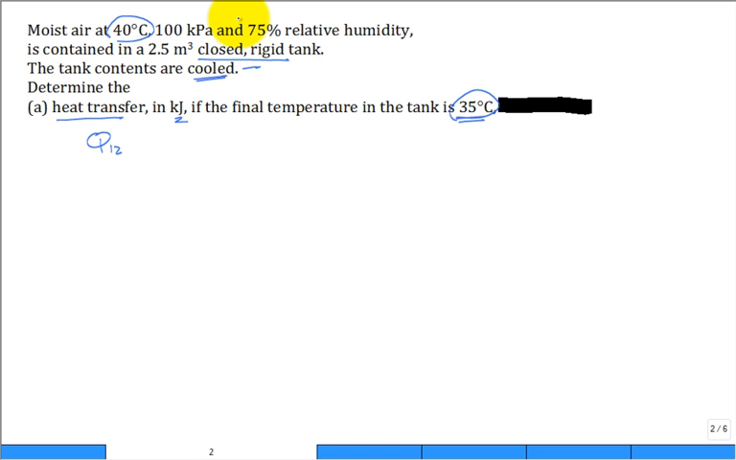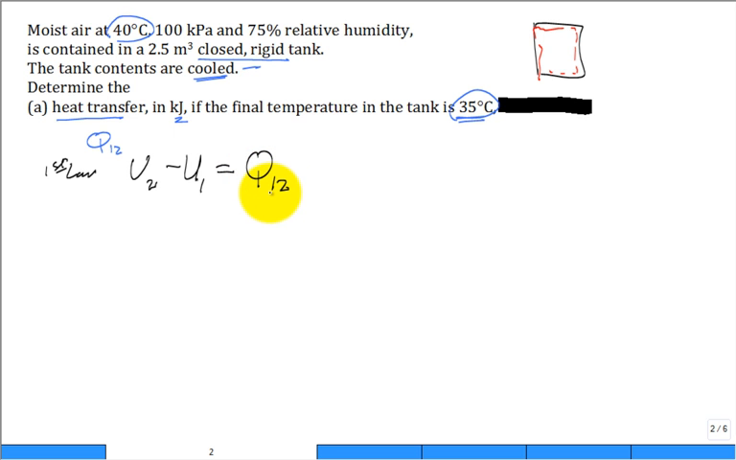First thing, first law. First law for the system. So you have a rigid tank. The system is the contents of the tank, which is the moist air inside the tank. So the first law would say the final internal energy of the system minus the initial internal energy, neglecting changes in kinetic and potential energy, is equal to the heat transferred into the system during the process.